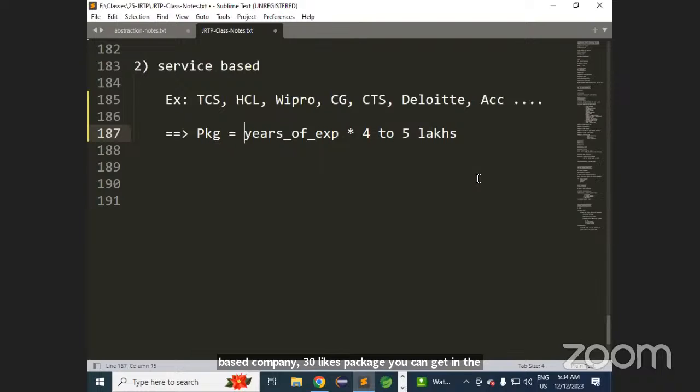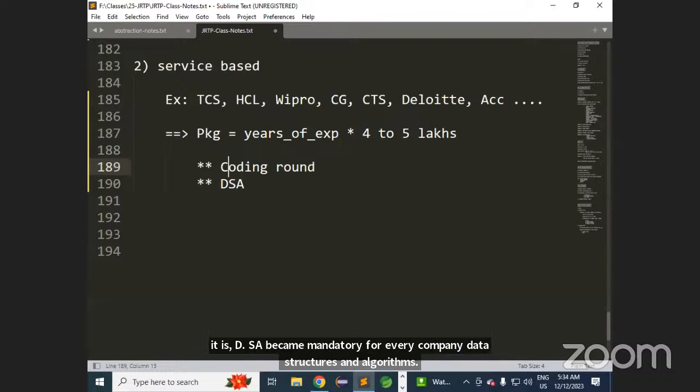So that is the industry standard as per my knowledge, right? Some product-based companies are giving good packages. Service-based companies will give lower packages, right? And when you go for a service-based company, what do we need to prepare? Here also a coding round will be available, guys. Nowadays, DSA has become mandatory for every company. Data structures and algorithms. So in every company, they are conducting a coding round.